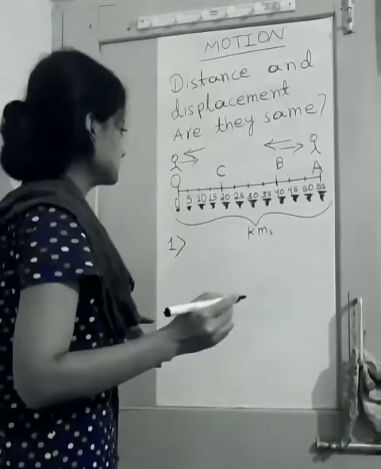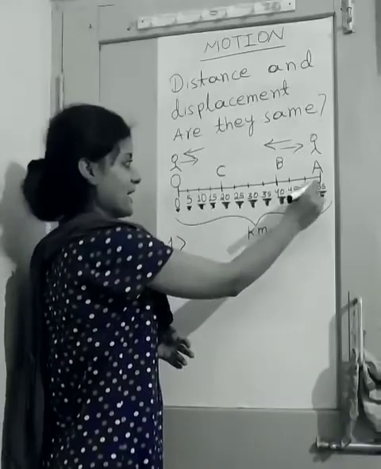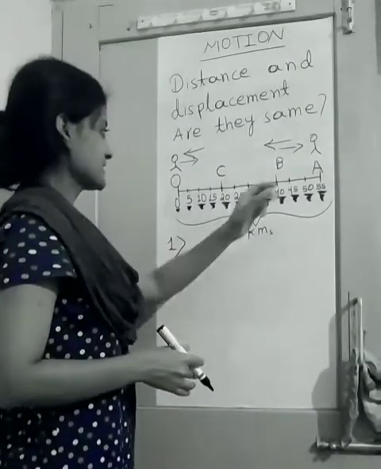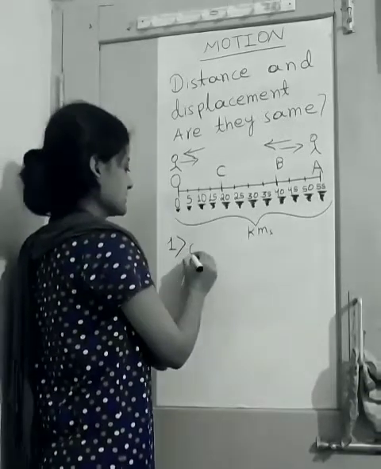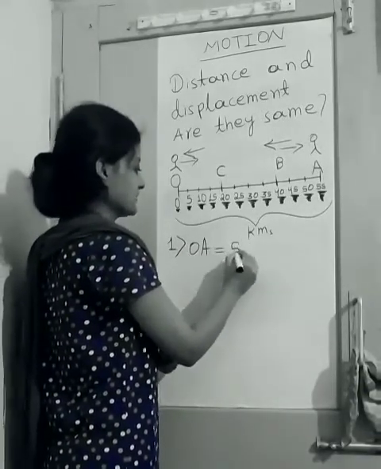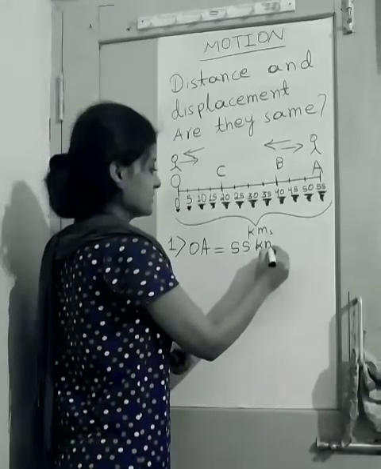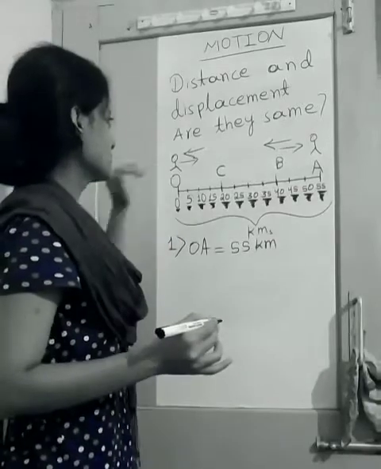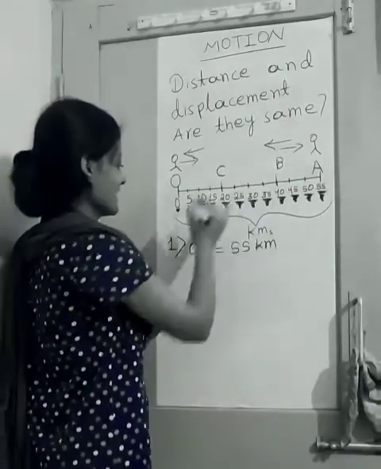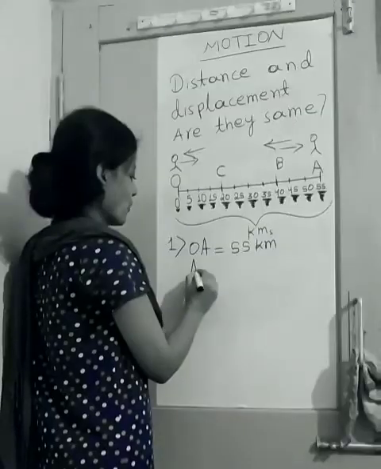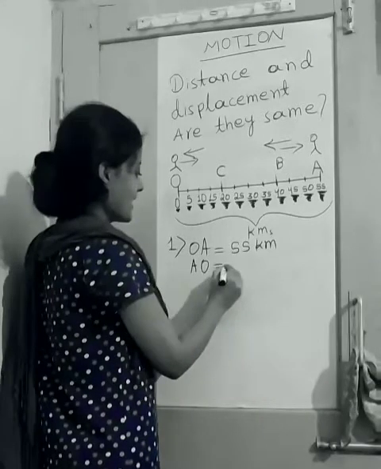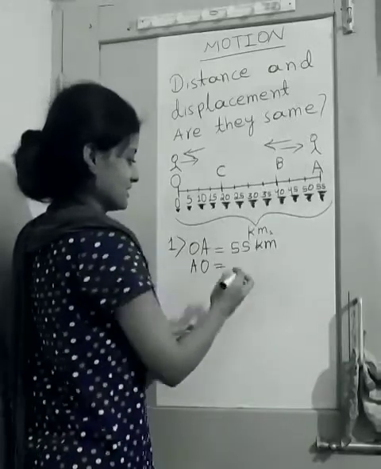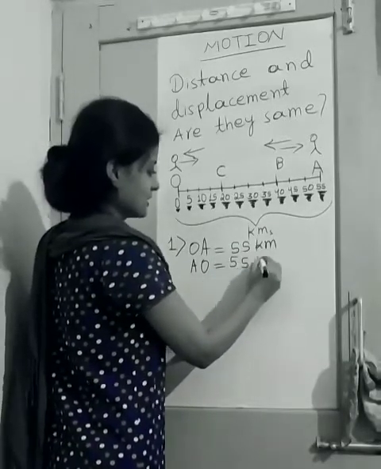From O to A, you can clearly see in this line that the distance covered is 55 kilometers. So OA is equal to 55 kilometers. And as you know, the person again came back from A to O. That means AO, clear? AO is equal to, again, what is that? 55 kilometers, clearly seen here. Okay? 55 kilometers.